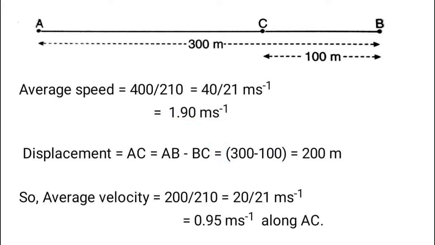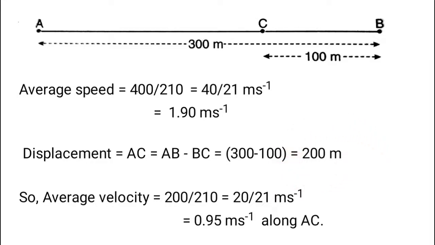Now see what the average velocity will be. For average velocity, we have to calculate the total displacement. In this situation the initial position is A and the final position is C. So the displacement is the line joining the initial and final position, that is AC. Now we have to calculate the length of AC. The length of AC can be calculated as the length of AB minus the length of BC, that is 300 minus 100, which is equal to 200 meter.